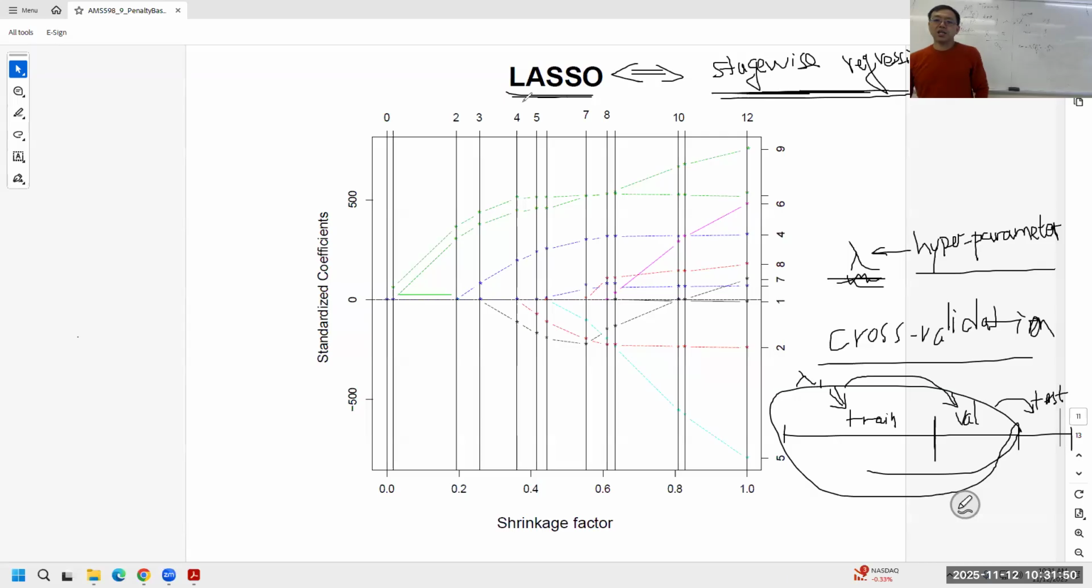People can prove that lasso regression is equivalent to this stage-wise selection. So in that sense, yes, the ones lasso eliminates first would be the least significant. By the order in which variables are eliminated from the model, it can tell you which variables are more significant than others.